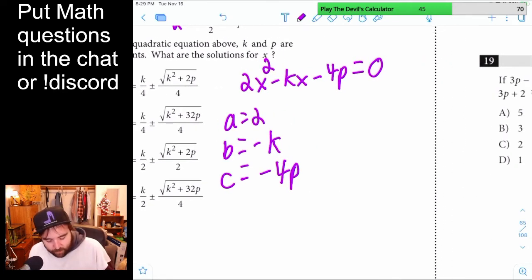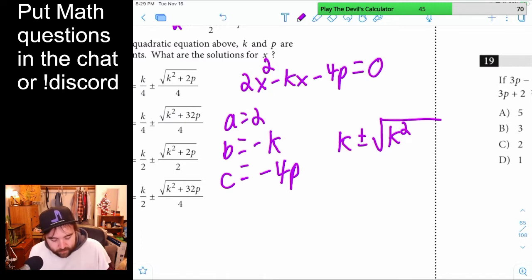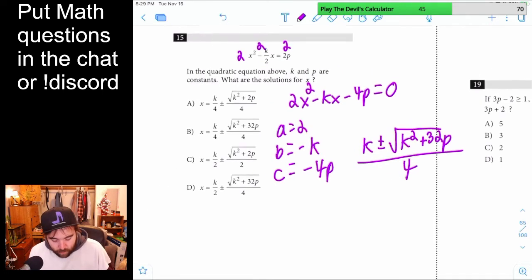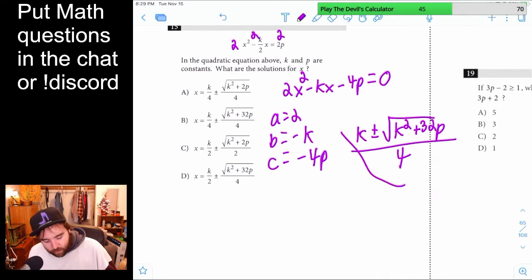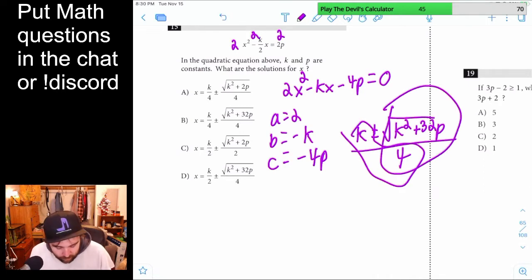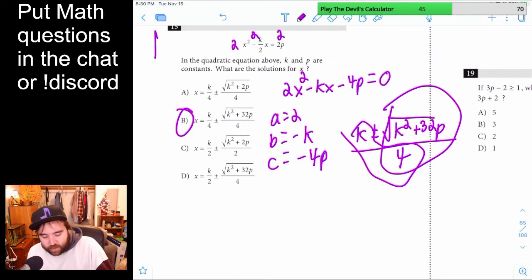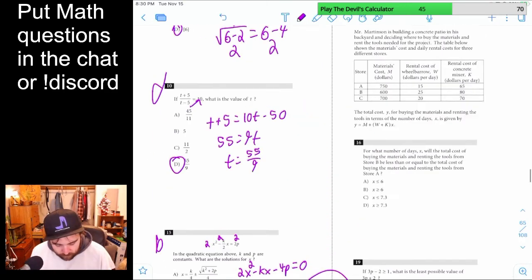So what do we get? Negative b, so k, plus or minus the square root of b squared, minus 4ac, so minus 2 times negative 4p, so plus, times 4, so 32p, all over 2a, so 4. And is that an answer? It's not right away, but when you separate it into two different fractions, then it's an answer. Which is awesome.